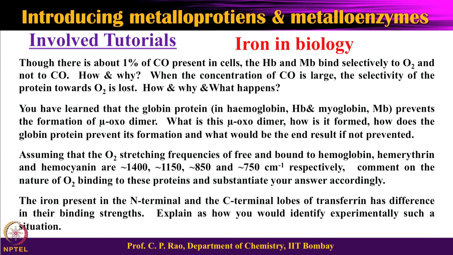The ion present in the N-terminal and C-terminal lobes of transferrin has difference in their binding strengths. Explain how would you identify experimentally such a state. Yes, if you go for release of these N-terminal as well as the C-terminal, you would be able to release one of them at a little higher pH, the other one at a little lower pH. The one which is at lower pH is stronger, that happens at the C-terminal. The higher pH will happen at the N-terminal, which is somewhat weaker. And this can be done by electrophoresis, many methods. This is possible to do.